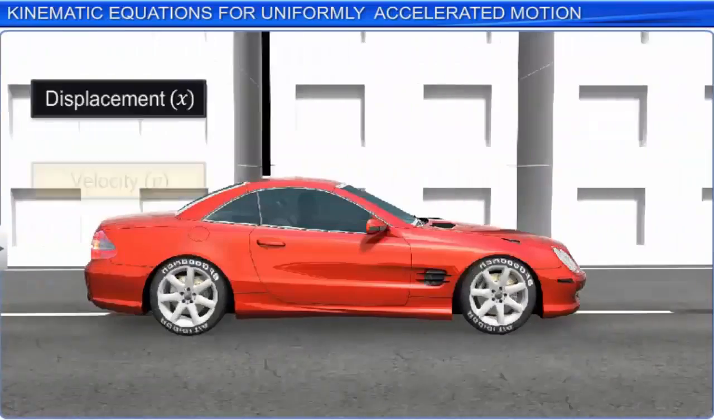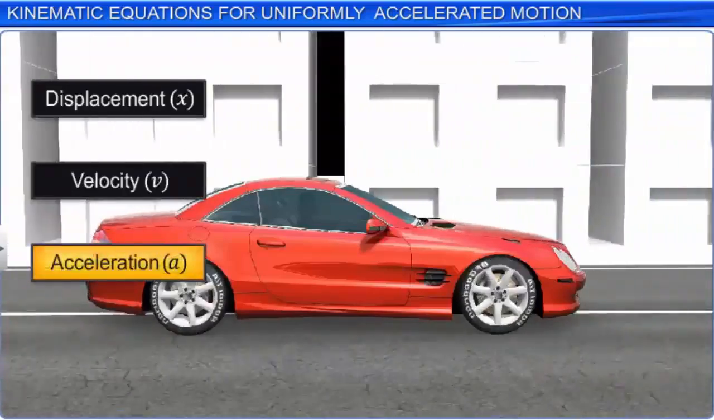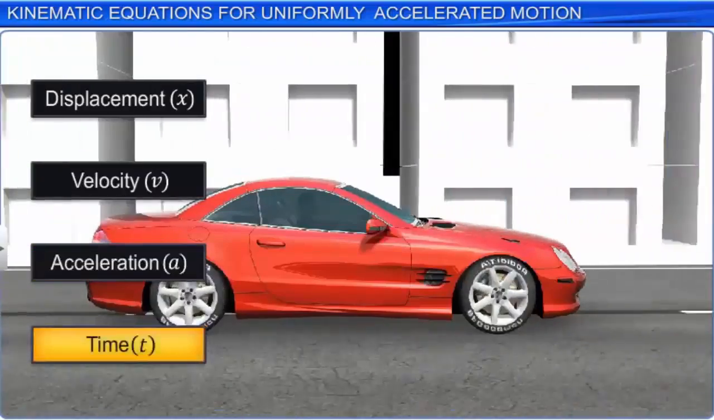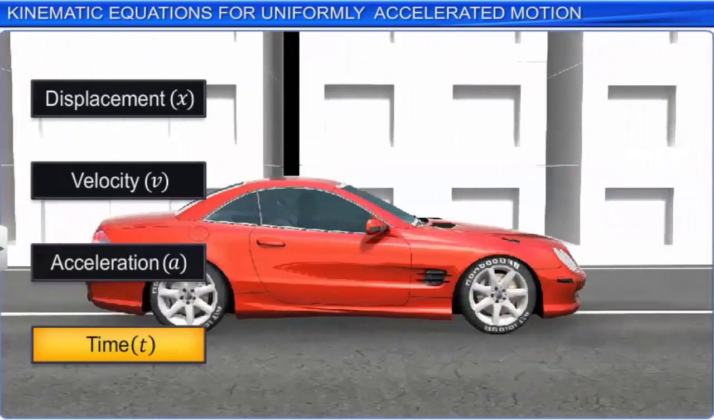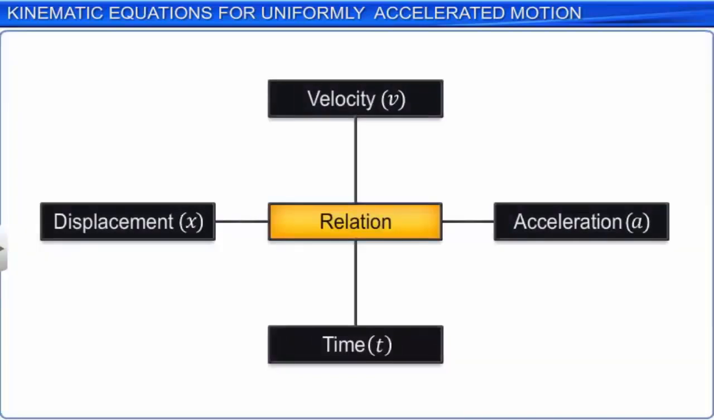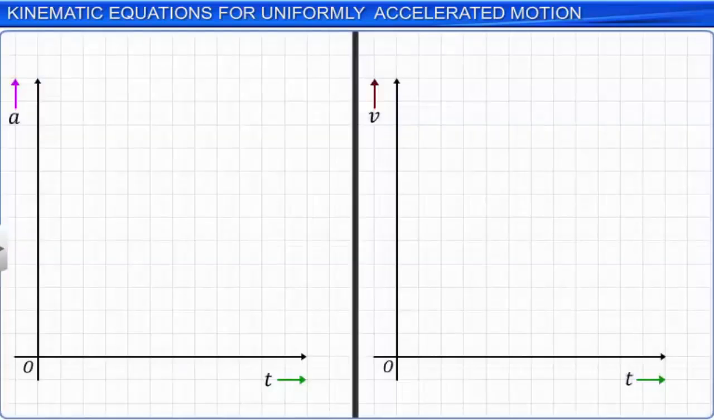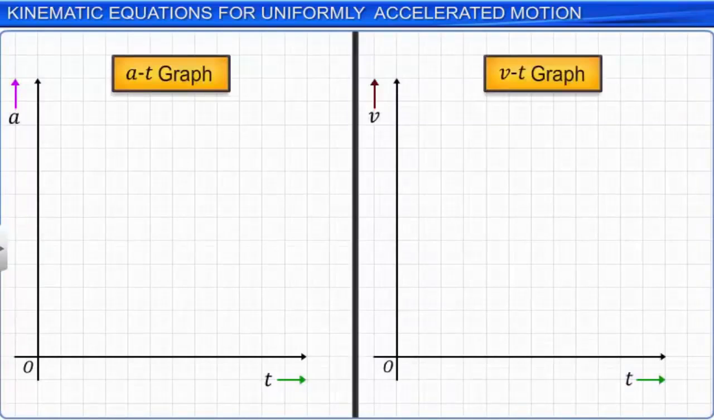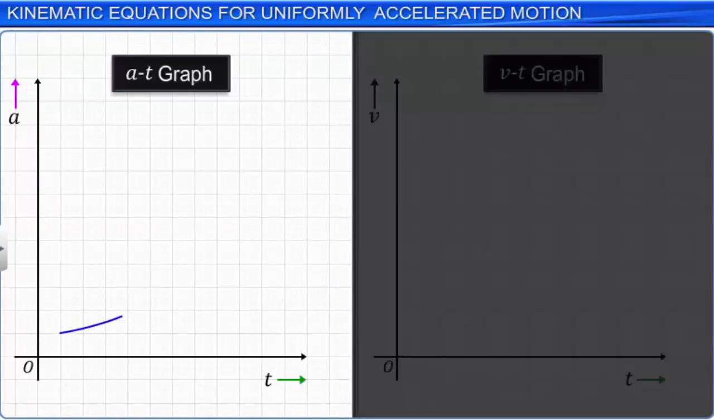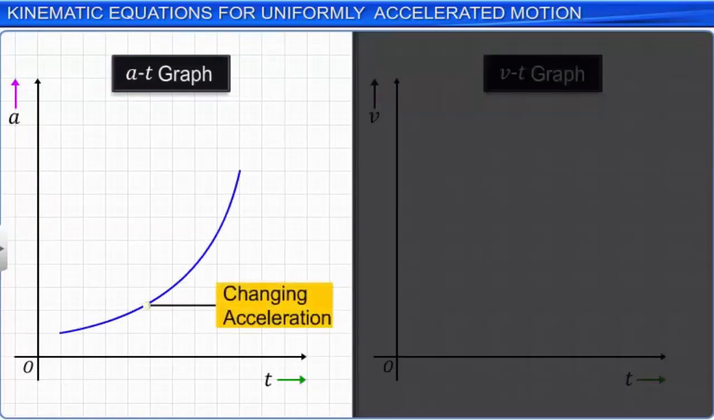Displacement x, velocity v, acceleration a, and time t are related. Let's derive how each term is related to the other. Before deriving the kinematic equations, we have to learn about A, T and VT graphs. You know that acceleration can change with time and the position of the body. Here, we will deal with bodies moving with constant acceleration.